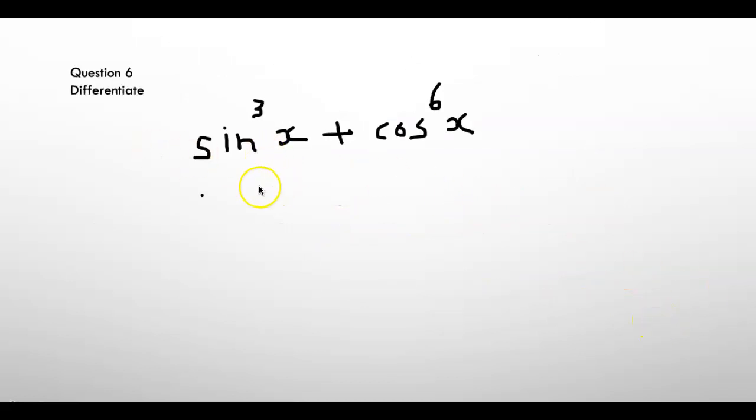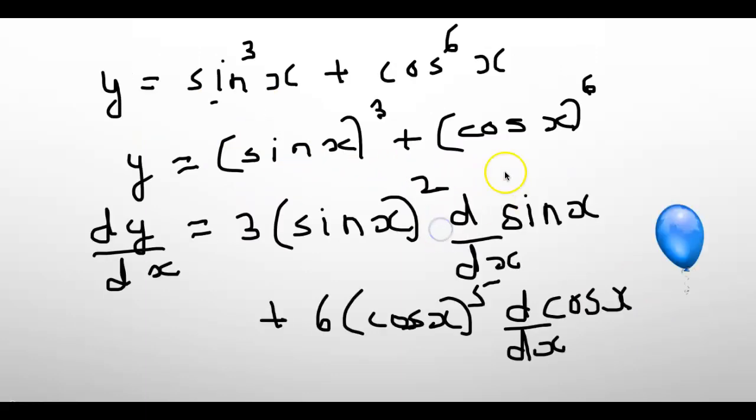Next question, differentiate sine cubed x plus cos raised to 6x. So we can write this as (sin x) the whole cube plus (cos x) the whole raised to 6, and I call this y. Now I can call sin x as u and cos x as v. So derivative of u cubed is 3u squared into du by dx, that is 3 (sin x) the whole squared into d dx of sin x.